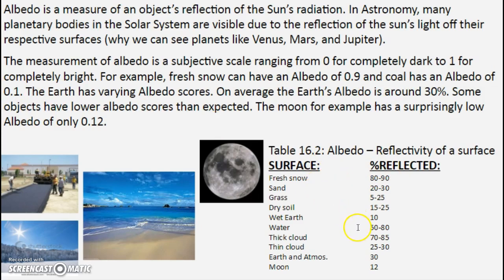So when I look at coal, that's not on here, I would say that about 10% of the light is reflected. The Earth has a varying albedo score. On average, the Earth's albedo is around 30%. Some objects have lower albedo scores than expected. The Moon, for example, has a surprisingly low albedo of only 0.12. And there's a picture here, or 12% of the light is reflected from it.